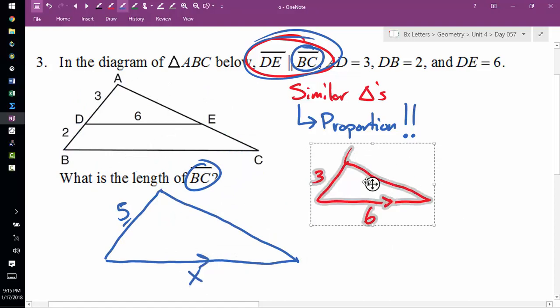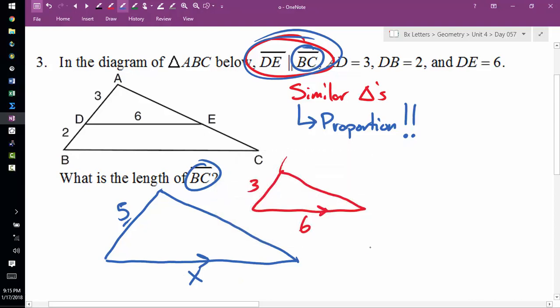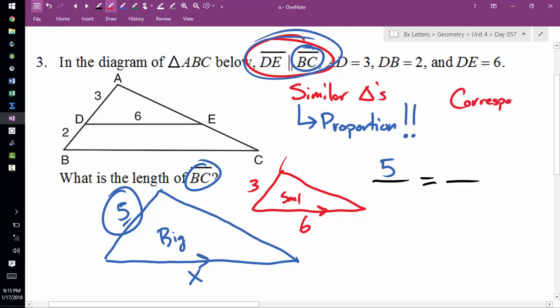All right, we can compare corresponding parts. There's lots of different proportions you can make, but I'm just going to do it this way. I'm going to start with the big triangle and divide it by something from the small triangle. So I'm going to make my equal sign, my ratios, and I'm going to take something from the big, and I'm just going to pick that 5. And I need to divide that by the corresponding piece. Right, corresponding is huge with any similarity or congruence type stuff. And the corresponding piece, that left side, is a 3.